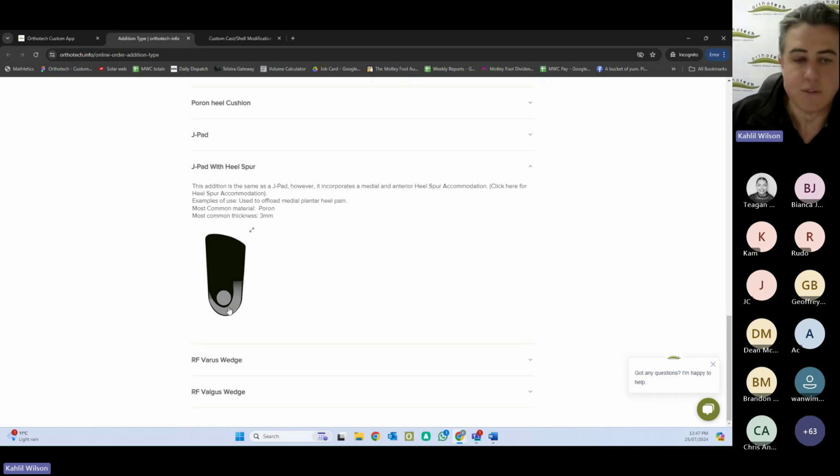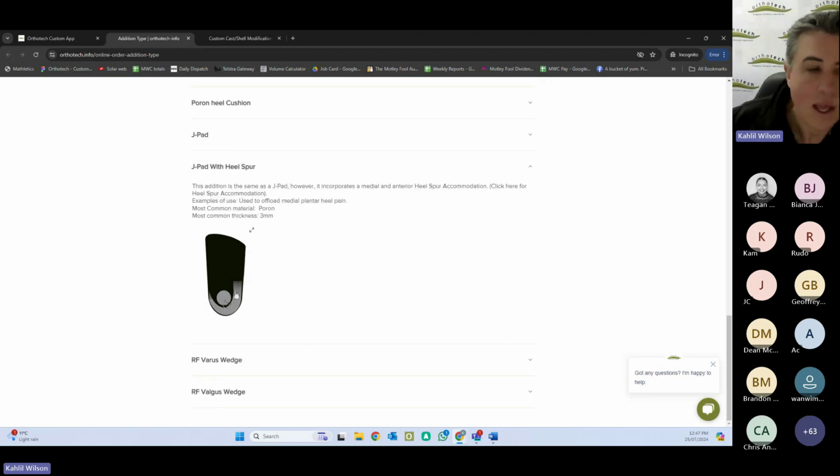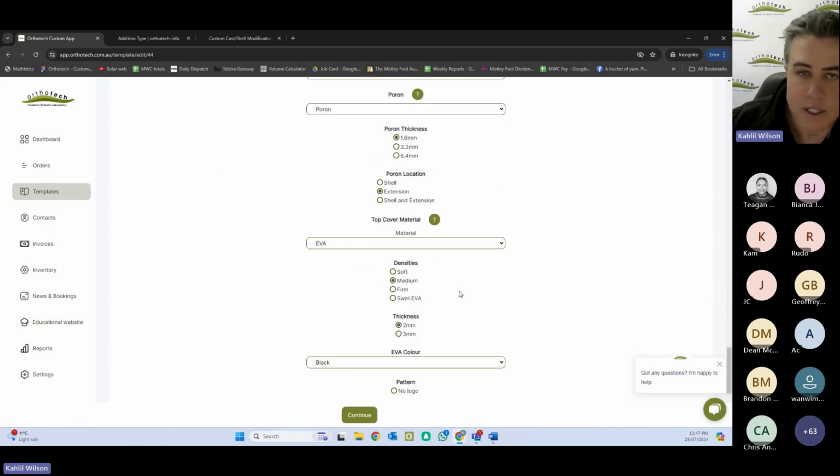So it still lifts the heel off the orthotic, allows some compression and some softness before you get onto the shell. And you can either have that with or without a heel spur accommodation. So that's what it looks like without, and that's what it looks like with. And the key to these three different scripts, medial, central, and lateral, is moving this heel spur accommodation. So we're dealing with the pain on the medial side in this script.